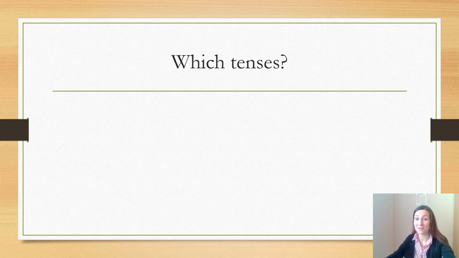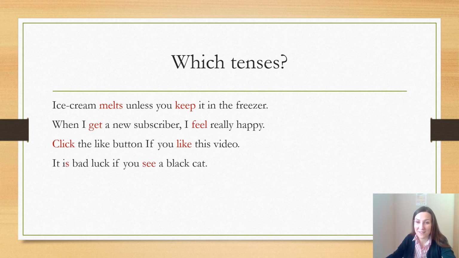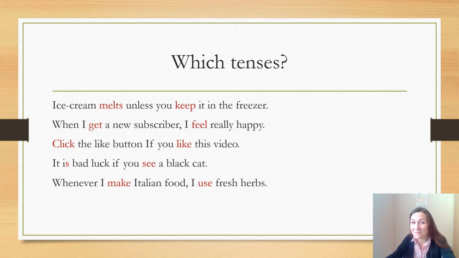Which tenses are used in the zero conditional? The best thing is to look at the example and you tell me which tenses they are. Ice cream melts unless you keep it in the freezer. When I get a new subscriber, I feel really happy. Click the like button if you like this video. It is bad luck if you see a black cat. Whenever I make Italian food, I use fresh herbs. So these are all present tense. Yes, we use present tense in the condition and in the result for zero conditionals.